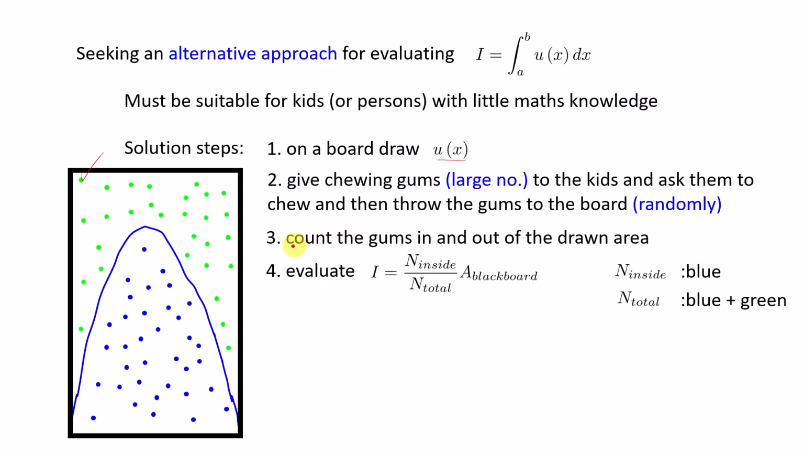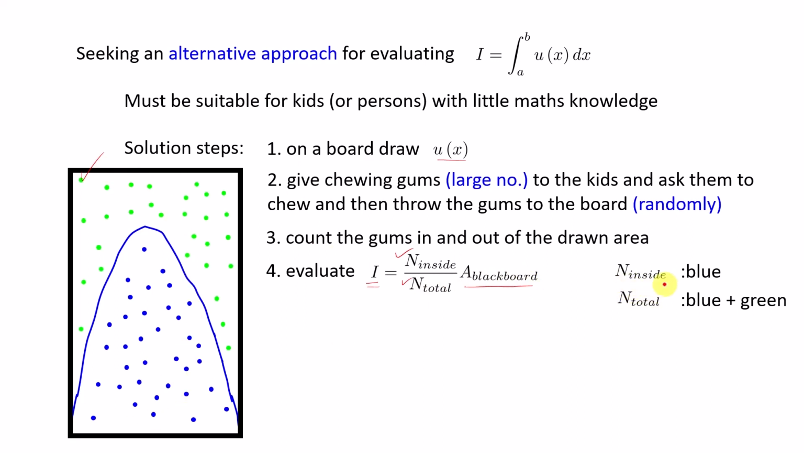Once we do so, at the end we count all the gums in and out of the drawn area, which means all this blue and all these green gums, we count all of them. Once we count, then this n number of gums that are coming inside divided by total number of gums. This ratio is the fraction of area, that is total area, by the area under the curve, which means that this I, which is the area under this curve between this A and B, will be equal to number of gums inside, number of gums total, multiplied by this area of the blackboard, that is the total area.